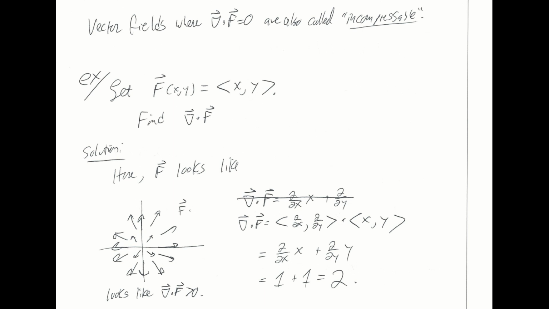And in fact, if we calculate the divergence of f, we've got this vector of first partials dotted with f itself, and we're just going to get the partial of x with respect to x and the partial of y with respect to y. 1 plus 1 is 2.